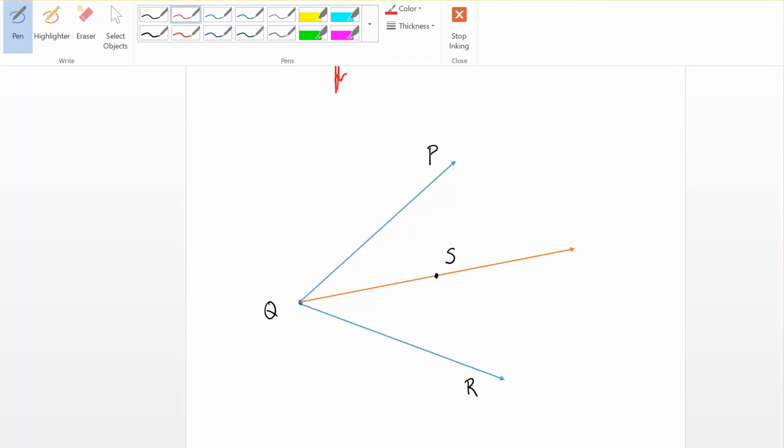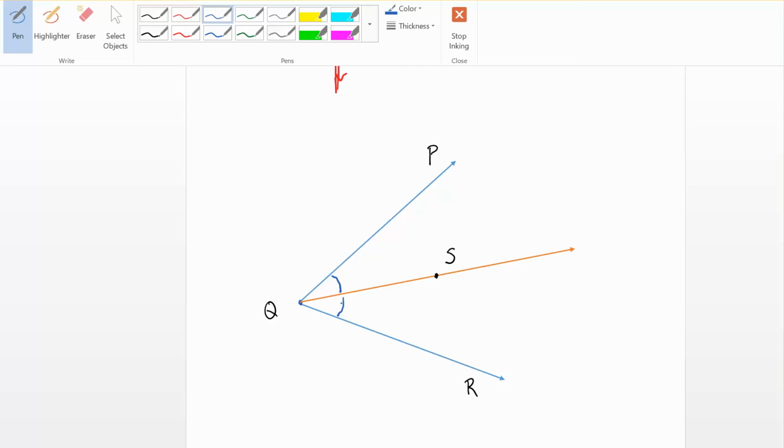Now, angle bisectors are very similar, and we have a very similar theorem that goes with angle bisectors as well. But remember what we know about angle bisectors. Let's say I've got the angle PQR, and QS is the angle bisector of PQR. So if it's the angle bisector, then that angle is congruent to that angle. That's what it means to be an angle bisector. Now here's where it's going to be a little different.